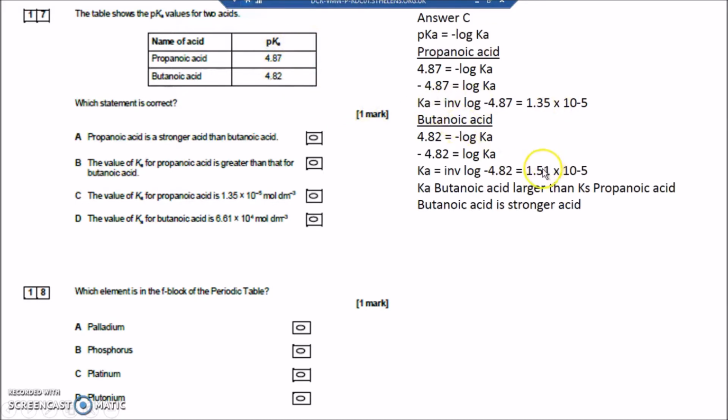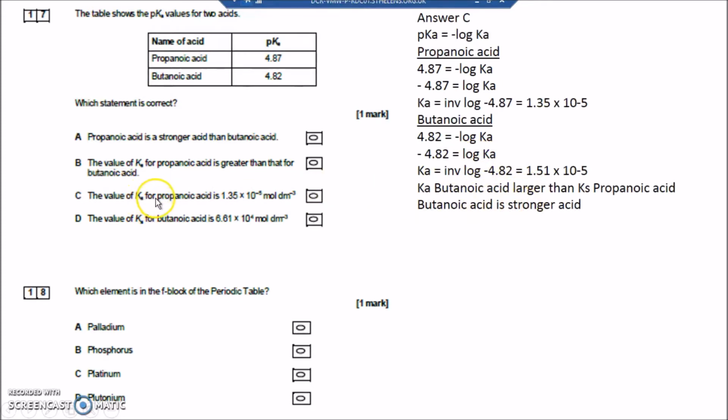The larger it is, the stronger the acid, because remember, a Ka, or an equilibrium constant, is the concentrations of the products that we're making multiplied together on the right hand side, divided by the concentrations of the reactants on the left hand side. So the more products we make, the larger the Ka, the larger the dissociation constant, and the more it's dissociated as an acid, and the more H plus it's made. So the larger the number, the larger the Ka, the stronger the acid. So butanoic acid is the larger number, and butanoic acid is the stronger acid.